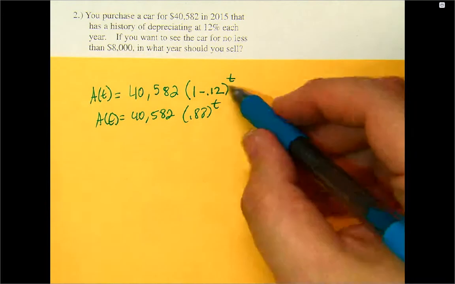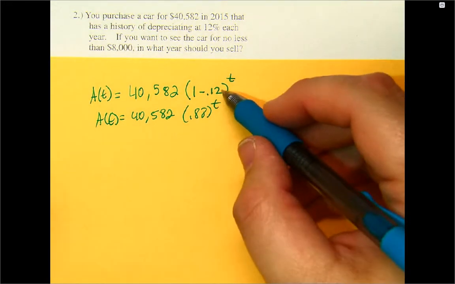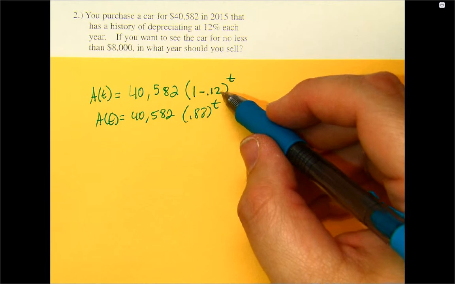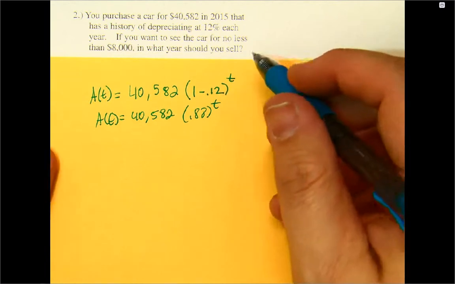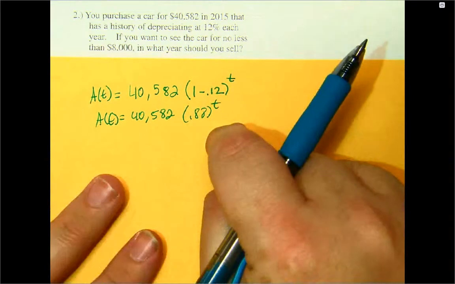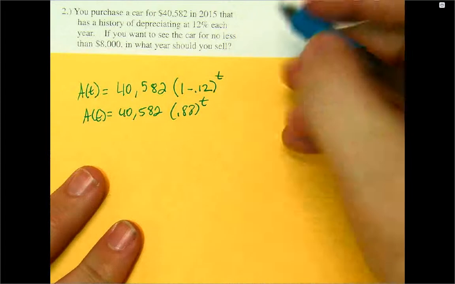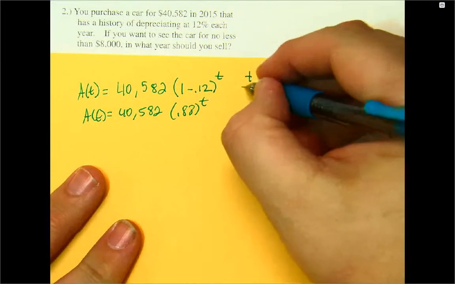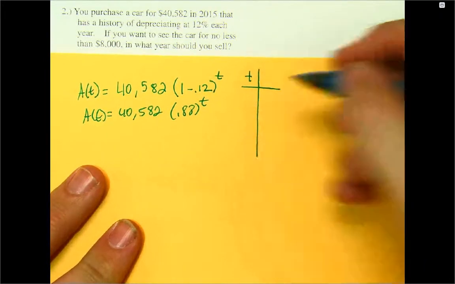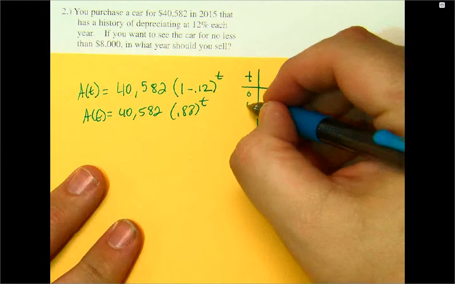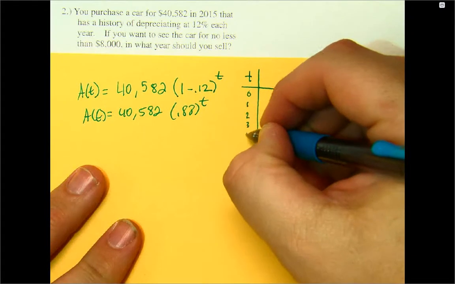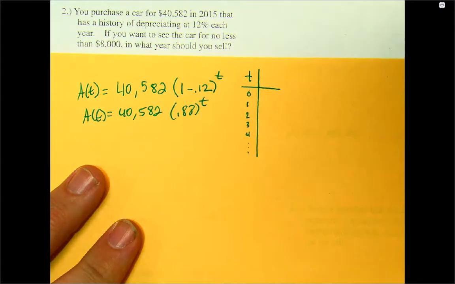Alright, now, we want to sell it for no less than 8,000, so that's when we want to sell it. We want to figure out the t value that's going to make this work. Now, one thing that you can do is set up a t chart where you go 0, 1, 2, 3, 4, etc. down until you find out your answer.